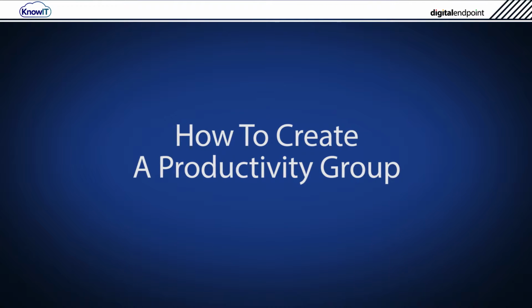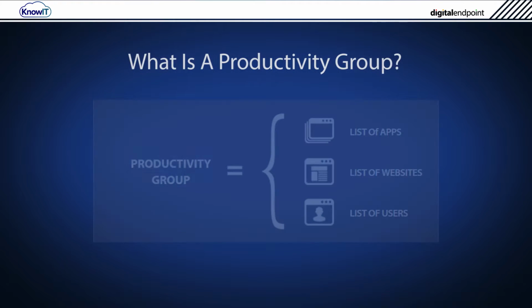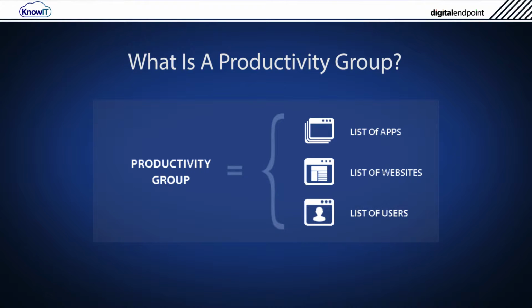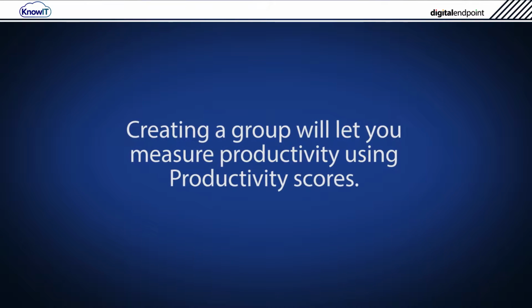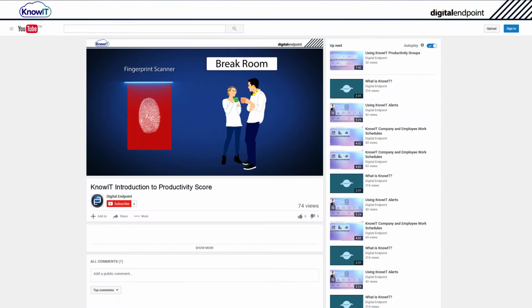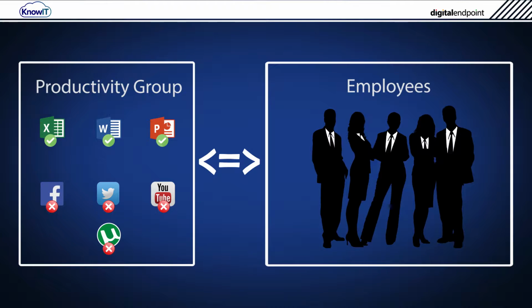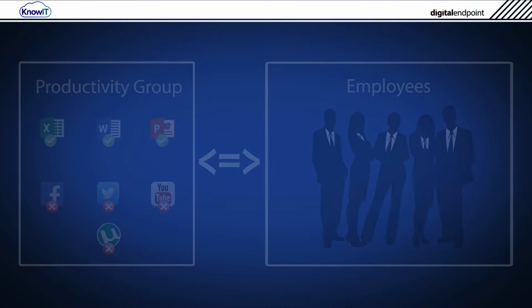In this video, we're going to show you how to create a productivity group. A productivity group is a collection of applications and websites that the company has approved for use for specific job roles. Doing this lets you measure productivity using productivity scores. You can learn about productivity scores by watching our other productivity video here. We will now show you how you can set this up to monitor your employees' productivity.